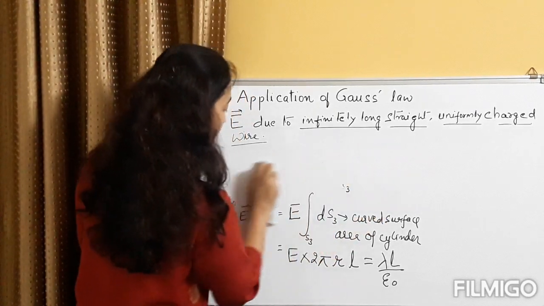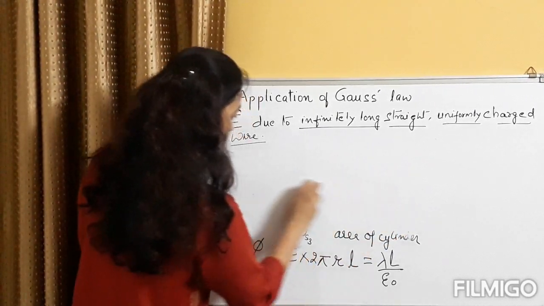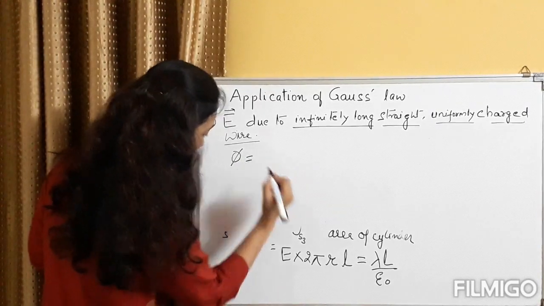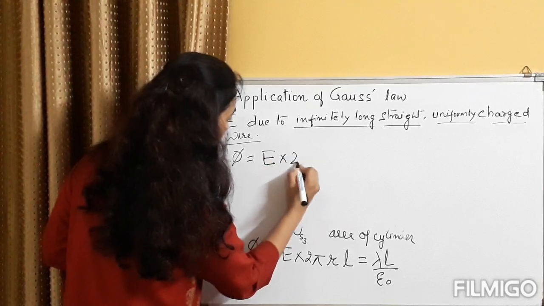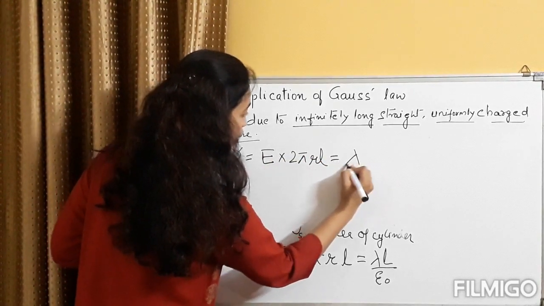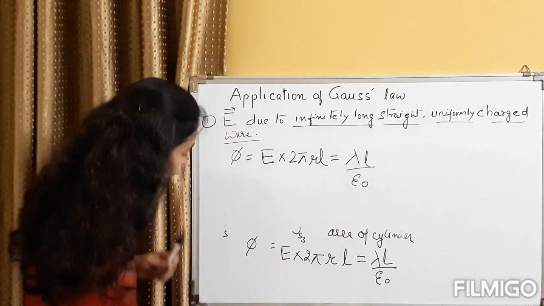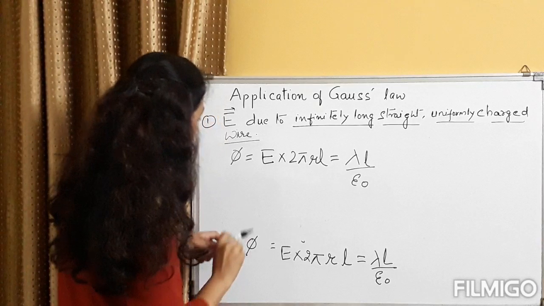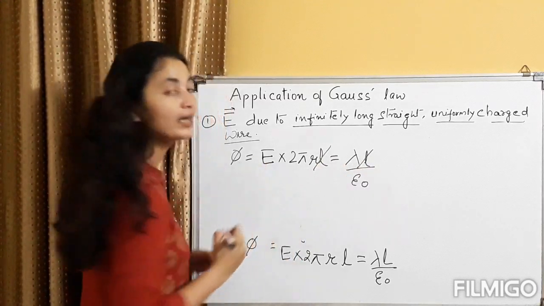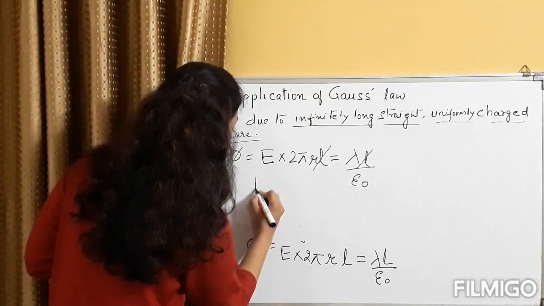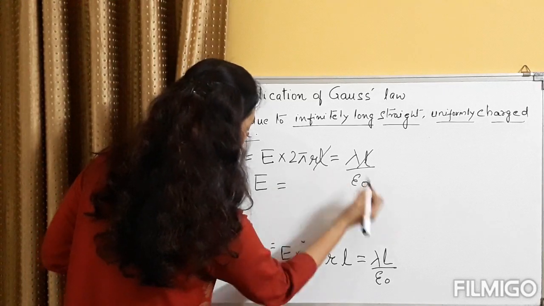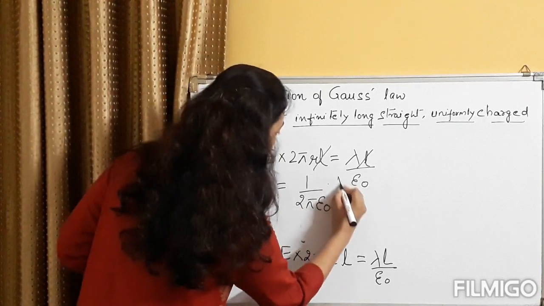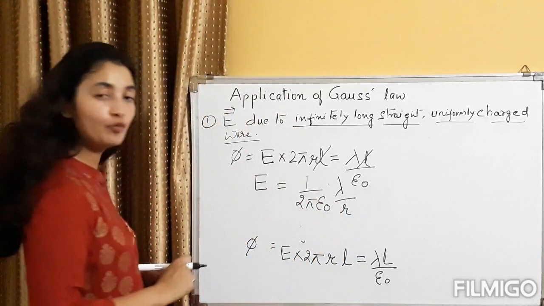I'm cleaning these steps. What am I getting here? Phi is equal to E into 2 pi RL, is equal to lambda L upon epsilon naught. This is what we are getting here. Simplifying, L gets cancelled. What am I supposed to find out? Yes, we have to find out the electric field. E is equal to, taking the other terms to the other side, 1 by 2 pi epsilon naught multiplied by lambda upon R. This is the value we are getting for electric field.